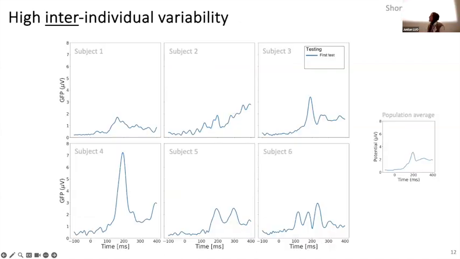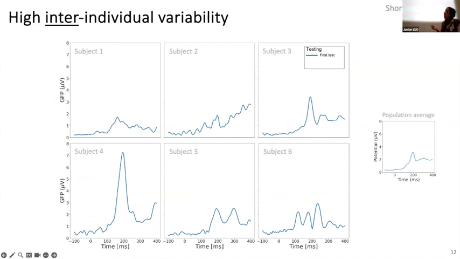But so, okay, let's check whether this is really noise, random noise. In this slide, each plot is a different subject, showing the GFP waveform of individual subjects, and they are all performing the same condition. Here I only show the first testing, the blue waveforms. And as a reminder, I show the group average on the side for the controls.